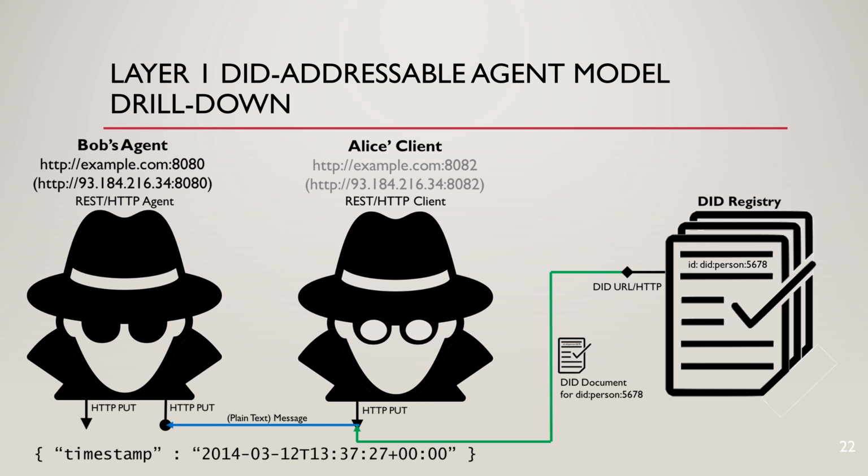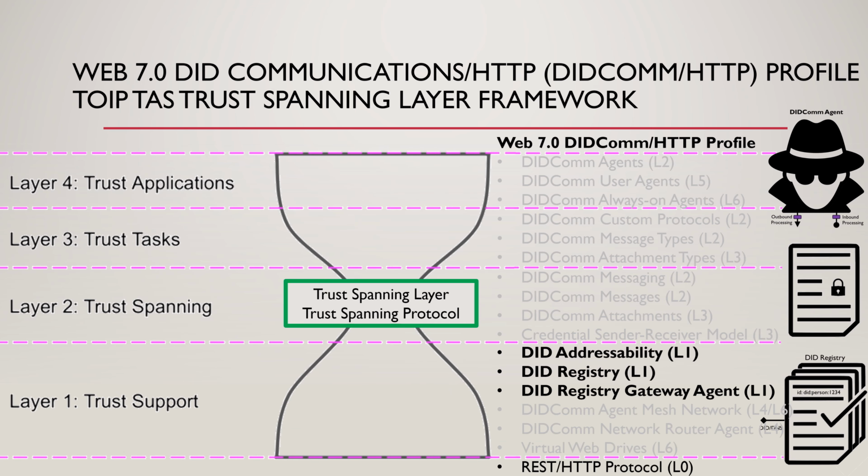In this particular example, that service endpoint URL is http://example.com:8080. That resolves to the numerical address via DNS at 93.184.216.34:8080. So in terms of mapping this TOIP hourglass framework, all we need is addressability. We need a DID registry, and in Web 7.0 we need a DID registry gateway client, a gateway agent.